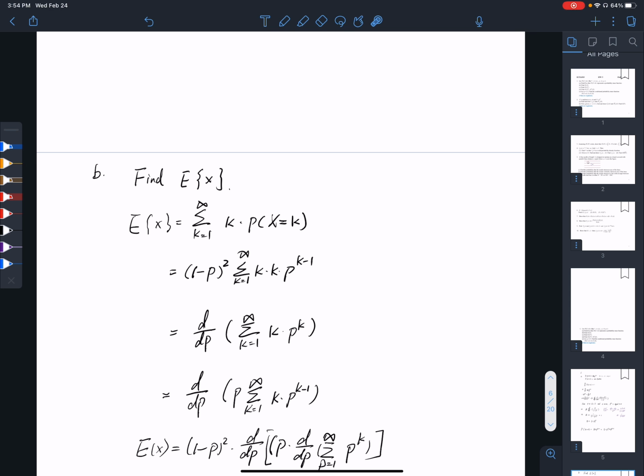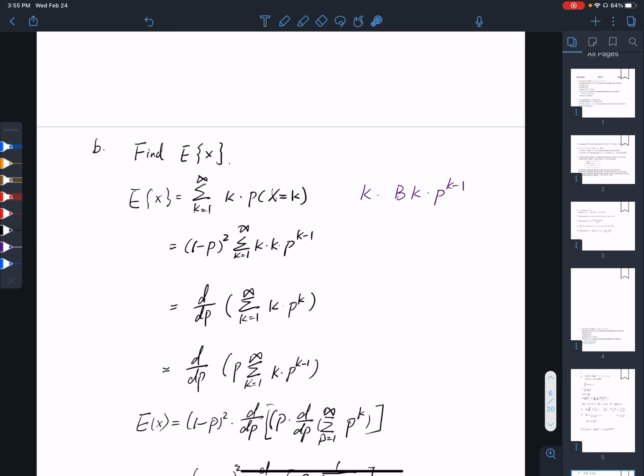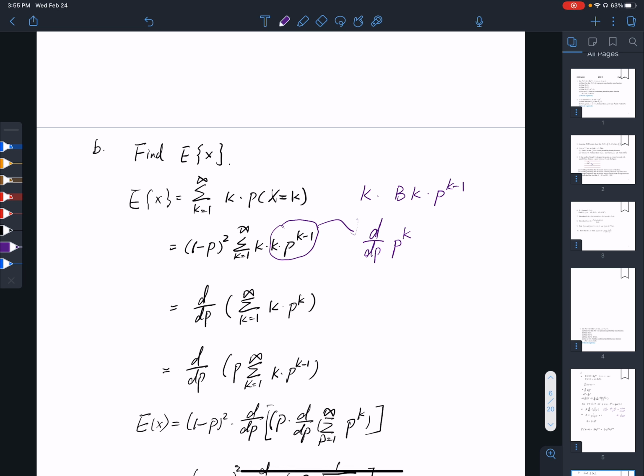here we also start to calculate. This one has become k times b times k times p to the power k minus 1. So this part is equal to this part, and we plug in, and since there's another k, it's k times p to the power k minus 1. For this part we can do that since this part is equal to the derivative of p to the power k.